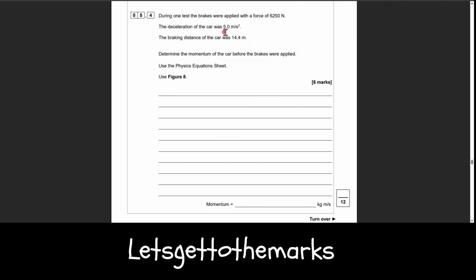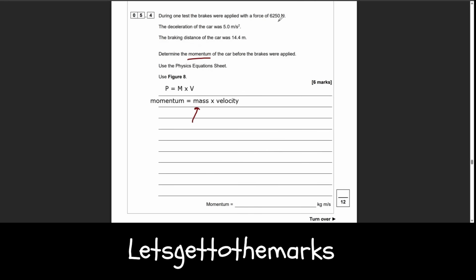So we've been given the force, we've been given the acceleration. We need to calculate the momentum. Looking from the equation sheet, momentum is P equals m times v. I know it's a pain, but P is momentum equals mass times velocity. So we're going to start from that point. We need to calculate the momentum for 6 marks. So first off, we can calculate the mass.